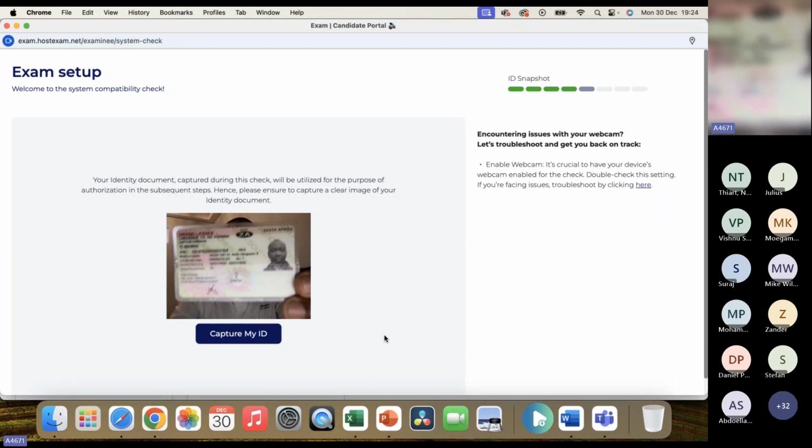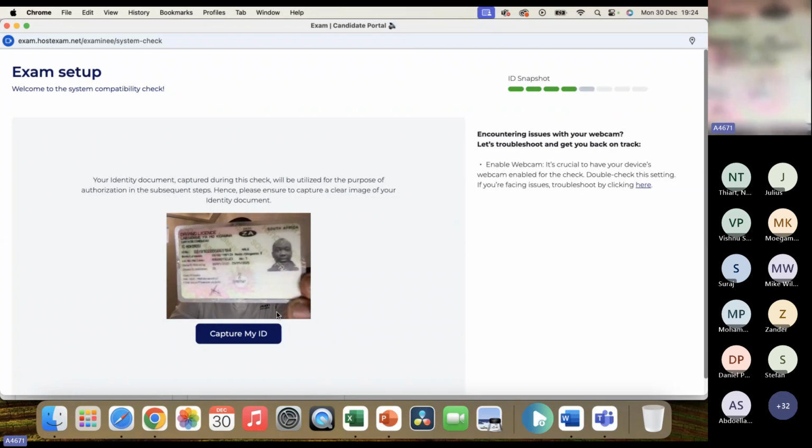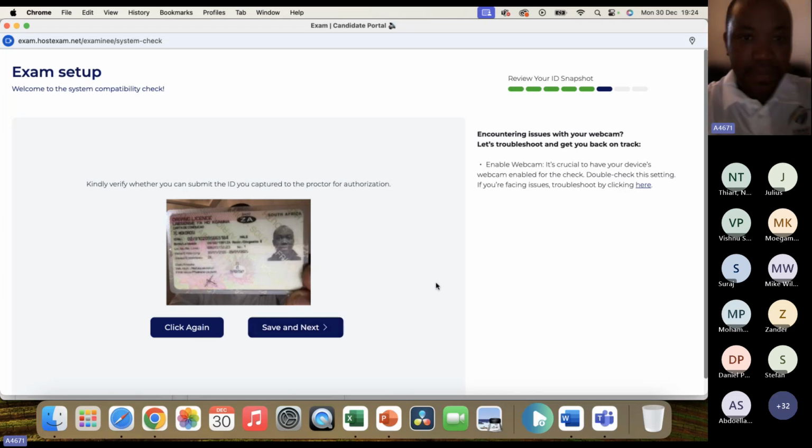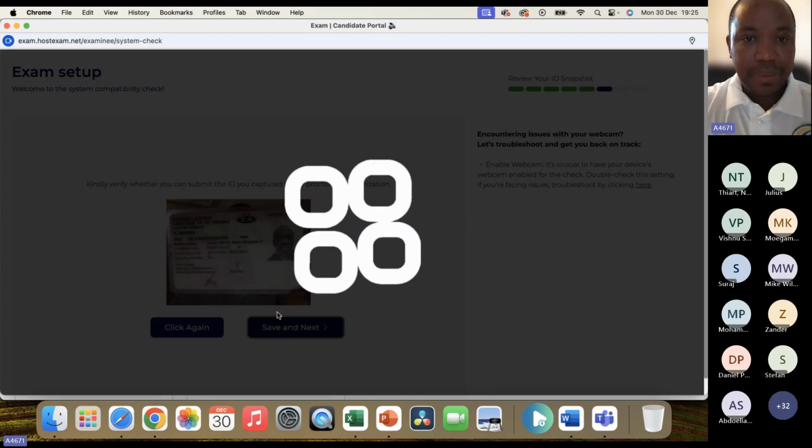And then once you can read the letters on the identity document or card, then you click Capture My ID. So just take that step slowly, that you make sure that the text is readable. It's just about readable on my side. It says TC Mokorosi, driver's license, and you can see the picture of my ID. So I'm happy with that, and I go save and next.